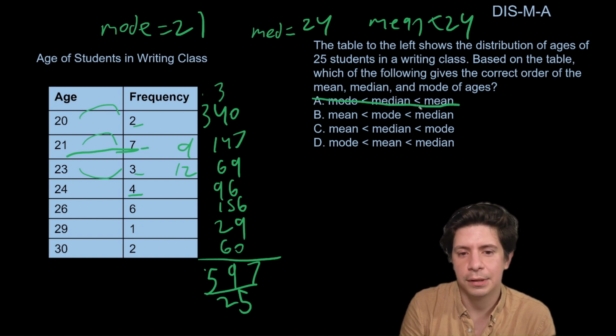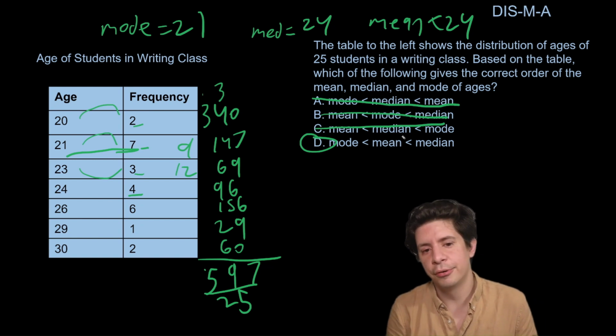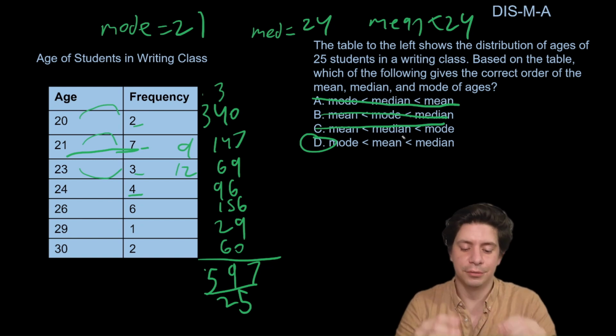We're going to take that out. Then the mode is the smallest of them all. So that's going to eliminate this one and this one. It's going to be D. Median is the biggest. Mode is the smallest. Mean right in the middle.